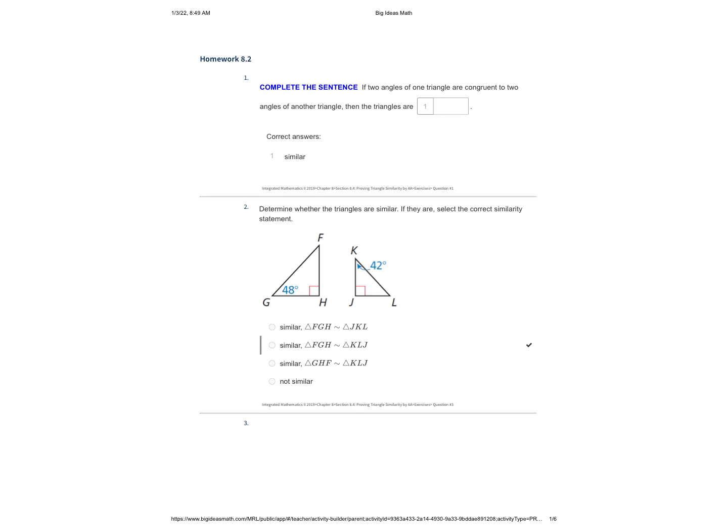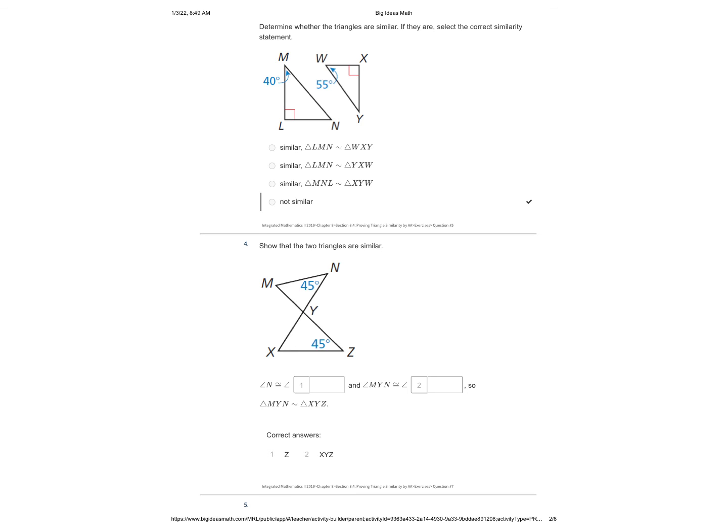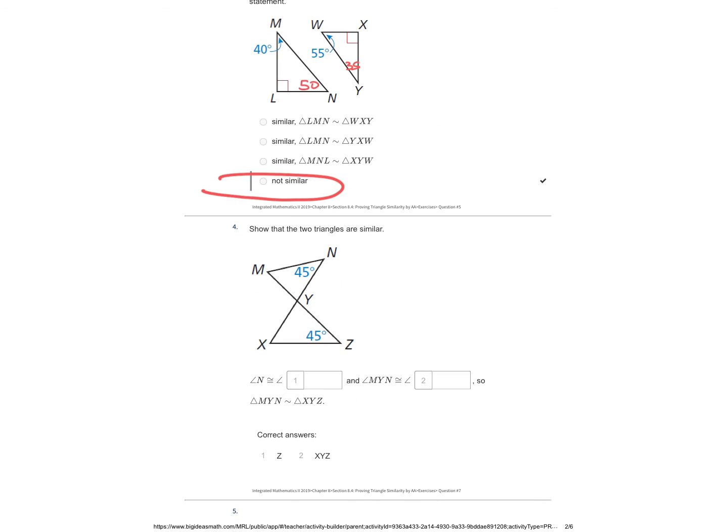So again, here are the answers to the homework questions. Number 1, you were supposed to fill in similar. Number 2, the similar statement was the second one, but it doesn't have the work. Number 3, these are not similar. Once you went ahead and did the math here, this was 50, this was 35. You couldn't find 2 congruent angle pairs. Over here, you could have shown the vertical angles, and then they would have been similar.